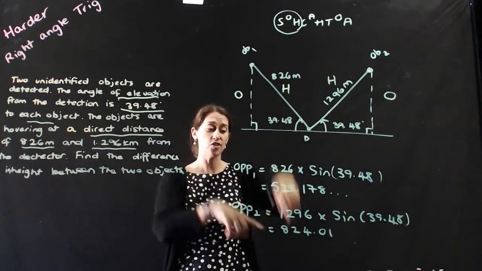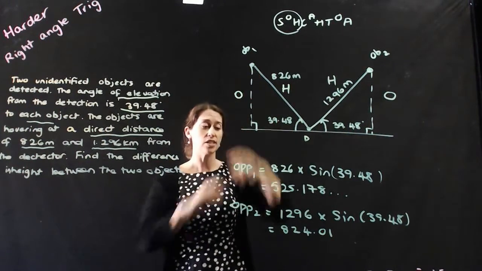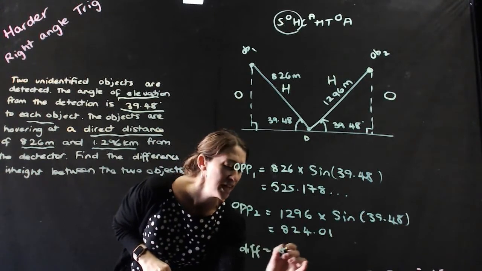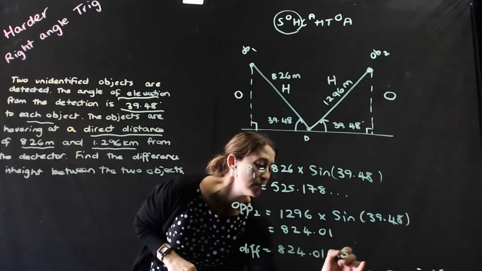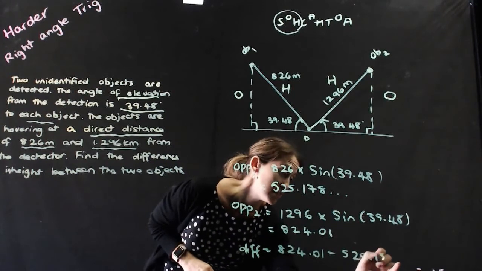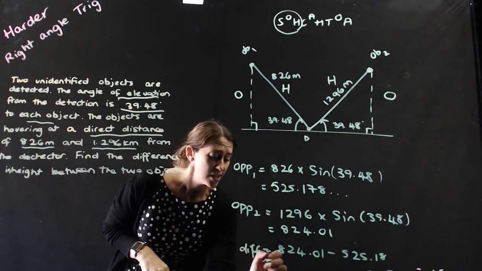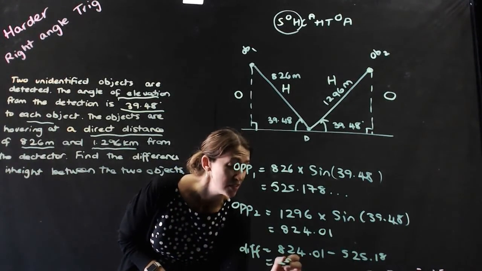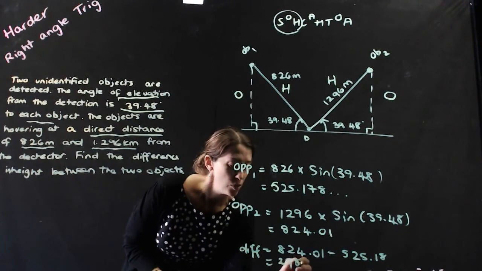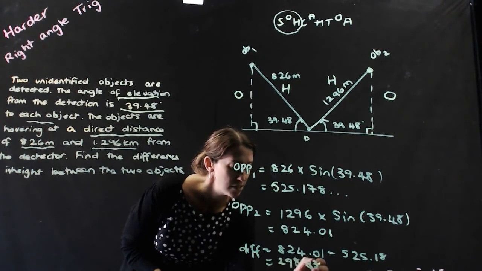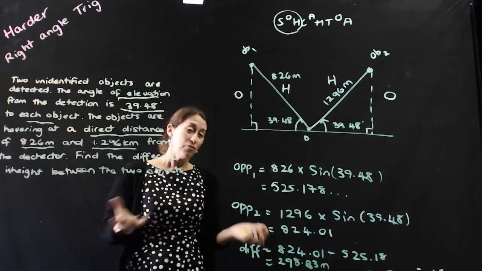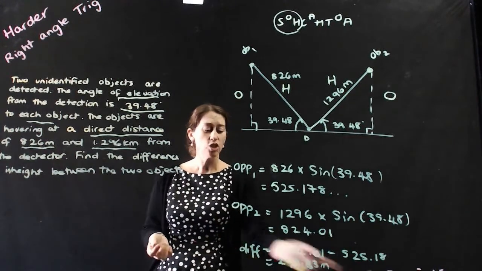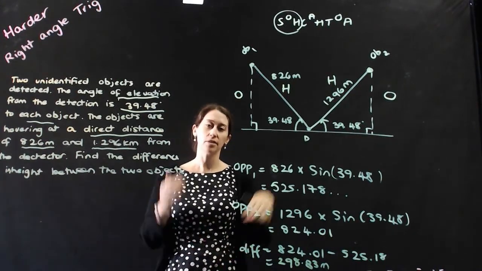So one distance, the larger distance, which is this one, subtract the shorter distance, which is this one. Difference is 824.01 take away the 525.18, if we're rounding, but don't round until the end. Gives us a final distance of 298.83 meters. So if we were asked to write that to the nearest meter, doesn't say so in the question, but if you were, you would say that was 299 meters difference in height.